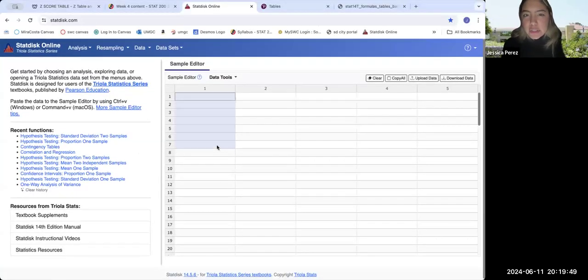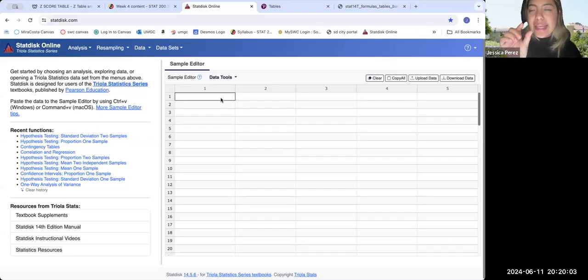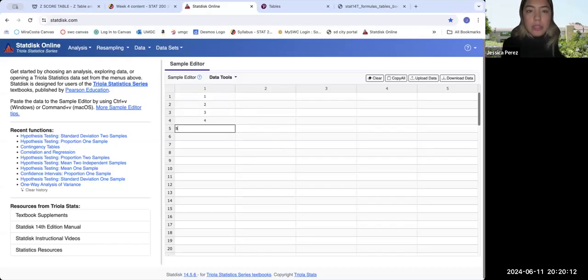On StatDisk, you're able to put in the data. When you're assigned a homework problem that asks for a normal quantile plot, it's going to be a set of data points, maybe 30, maybe 50, maybe 100. You can just copy to clipboard and then literally paste it here. I'm just going to do an example and make up some values: 14, 42, 32, 12, 13, whatever it might be.